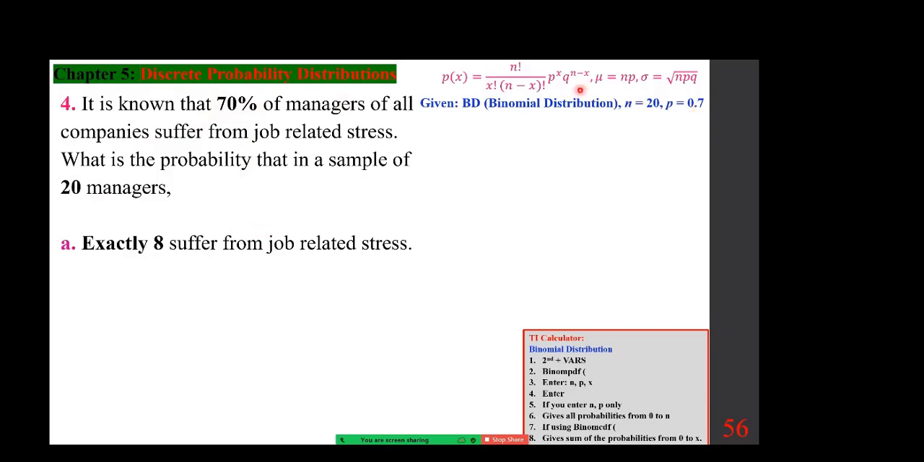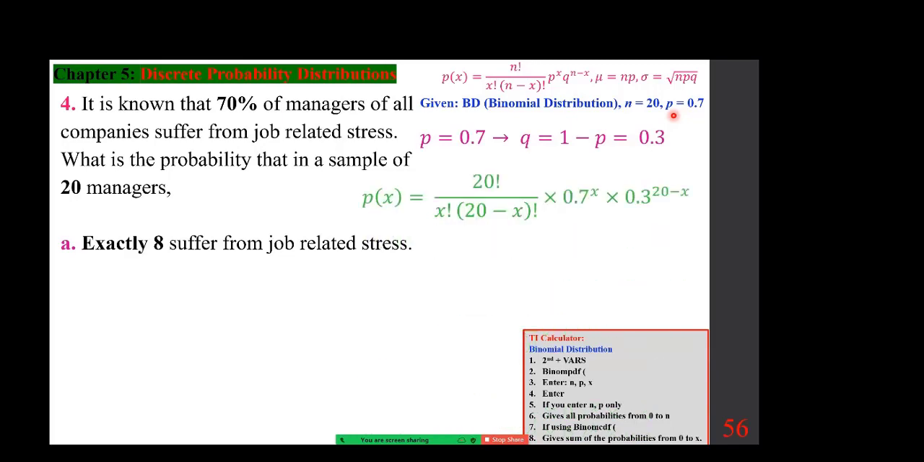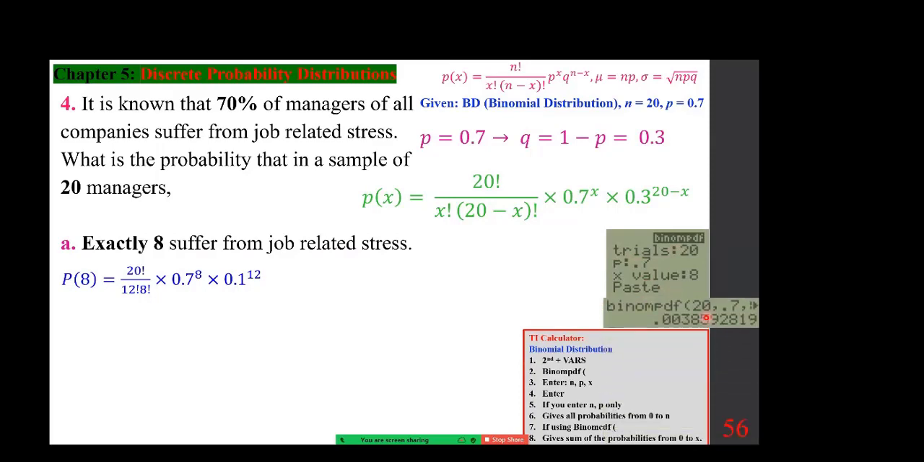We are going to stick with the formula. When P is 0.7, Q is 1 minus that, or 0.3. Let's put it into the formula. Into this formula, we replace the N, P, and Q, and we keep the X just the way it is, because this is the general formula for this question. Now, for part A, we are going to replace the X with 8. Again, put it into a calculator or do it by hand.